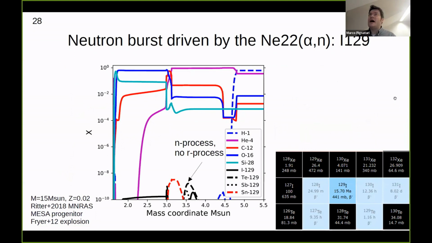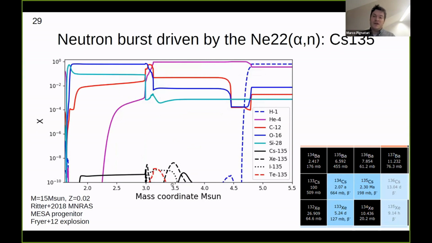Here, for example, I mentioned iodine-129. Iodine-129 is considered to be a typical short-lived radioactive product of the r process, but also the n process can make it. So you can see here again at the bottom of the helium shell, there are a few peaks. Mostly it is made, in this model, as antimony-129 and tin-129, while the production in the deeper part, like in the carbon shell or in the deeper part of the ejecta, is negligible. So there is a production, and for this specific isotope, this is not r process, this is n process production. This is dominated by the n process for this specific model.